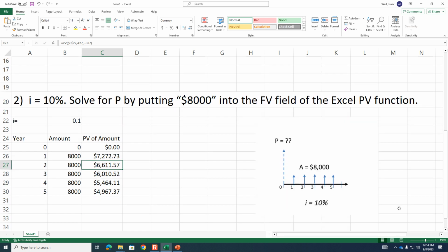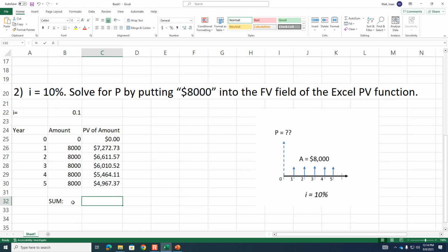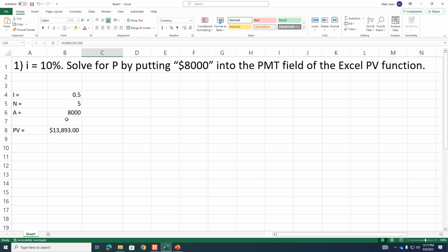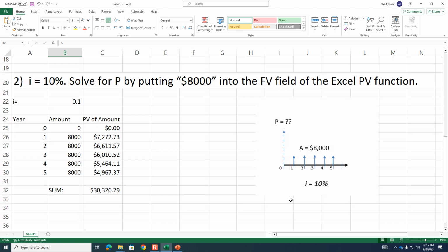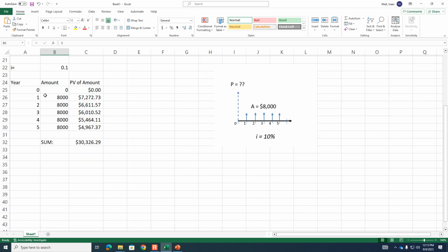So then the total, we have to do a sum now. So the sum of, I'm going to hold the shift button as I scroll upwards with the arrow key so that I'm selecting a range. So it's going to be the sum of C25, oops, I clicked in the wrong spot, equals sum of this, 30,326. So we got the same answer here that we did here when it was 0.1, for the interest rate, meaning 10%. You may be wondering, well, why do this more complicated method?